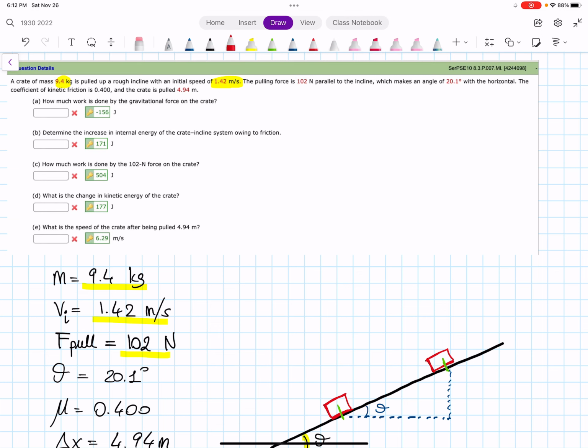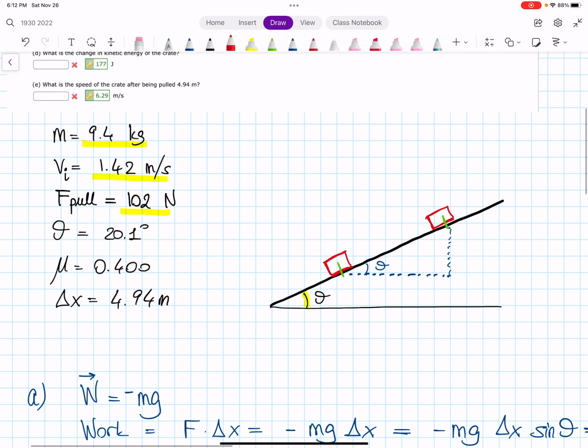Make sure you write down all the given information, everybody. There is an initial speed involved. The initial speed is not zero. The object is being pulled. Friction is acting on it. Gravity is acting on it. The angle of the incline is given to you. The coefficient of friction is given to you. Displacement is also given to you.